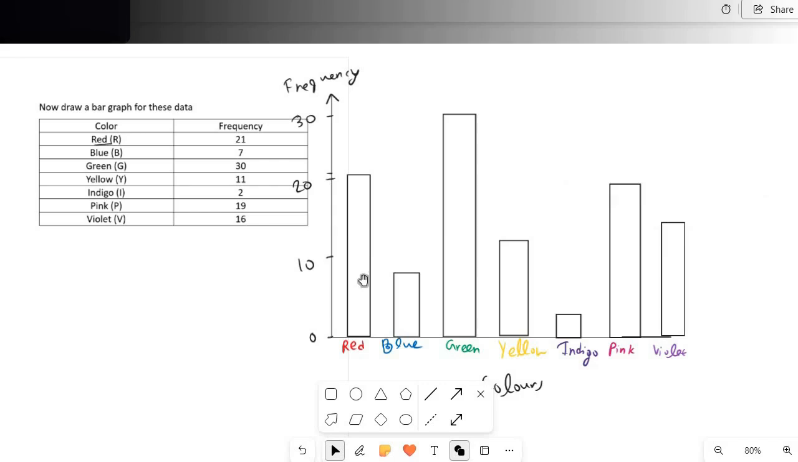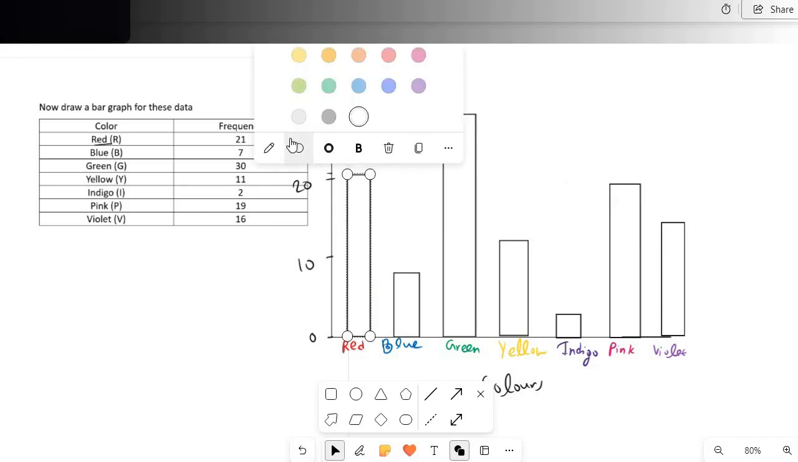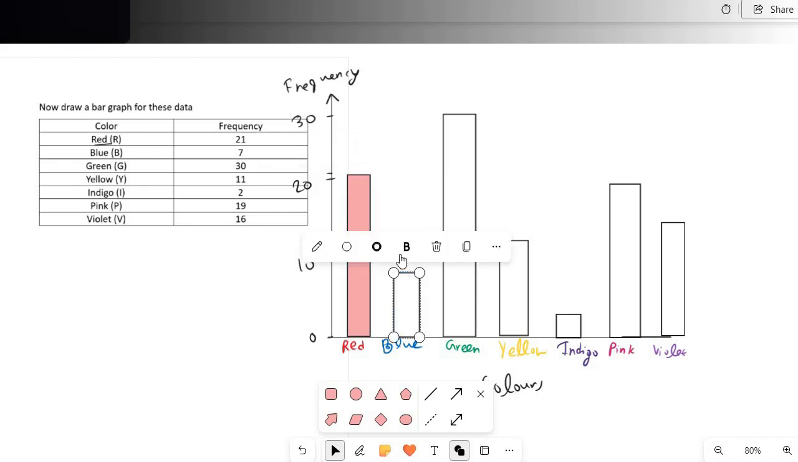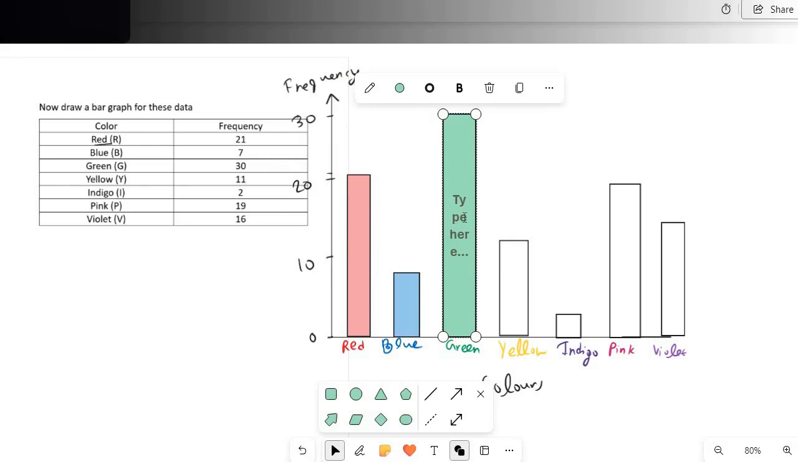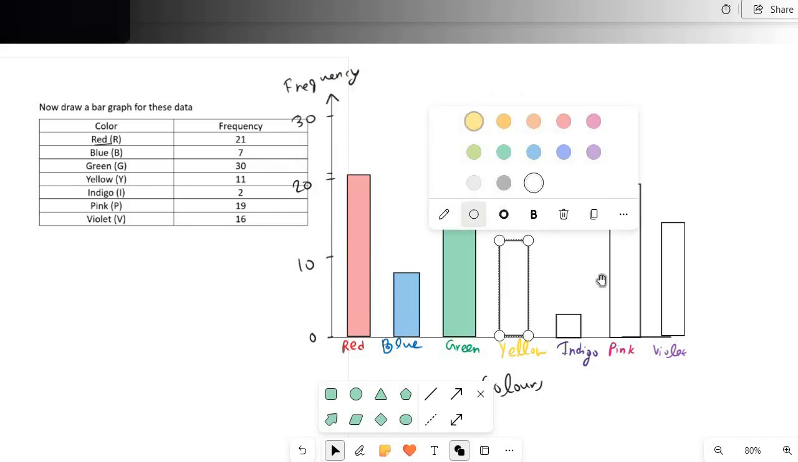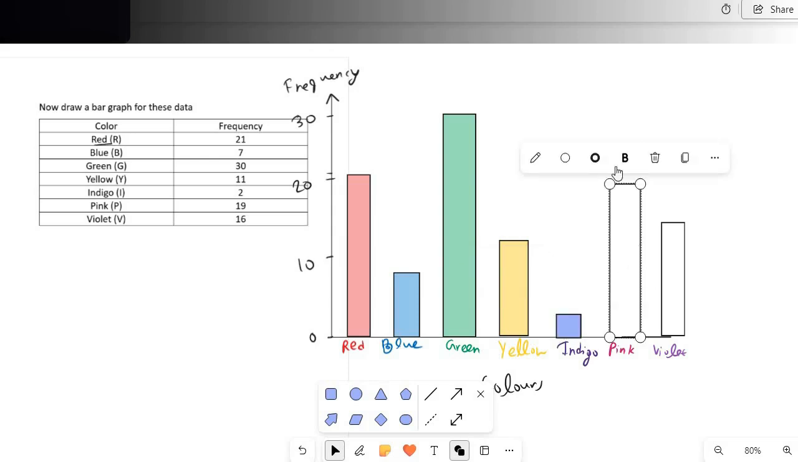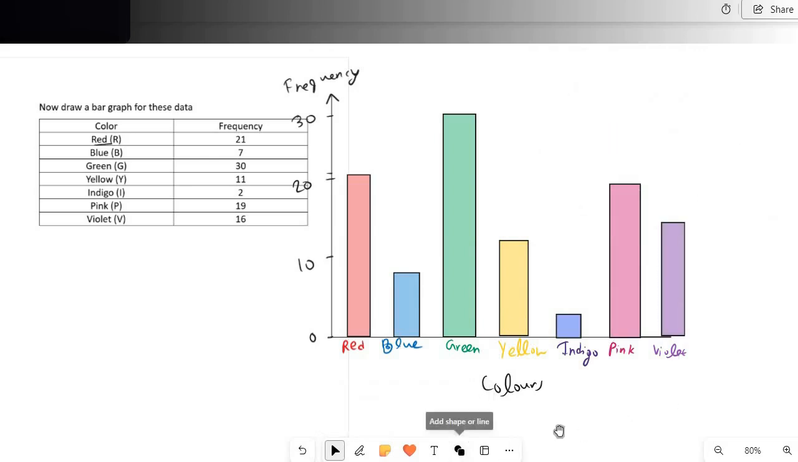So we can color code them. For the red one, let us fill that with red. For the blue one, should be blue. And green, then we have yellow. Then indigo. Then pink. And finally, violet. And this is going to be the bar graph for the data.